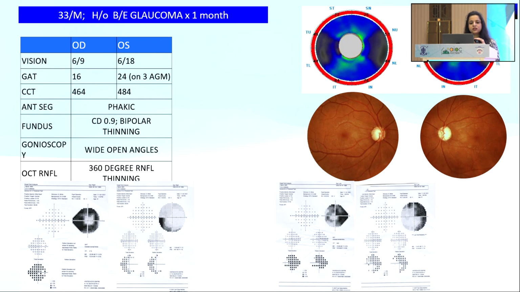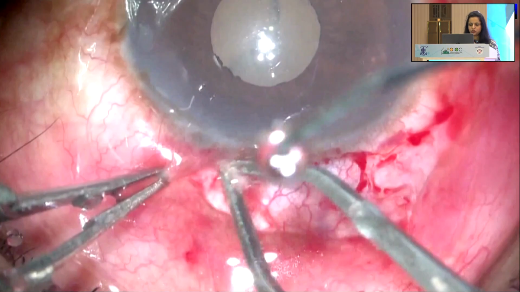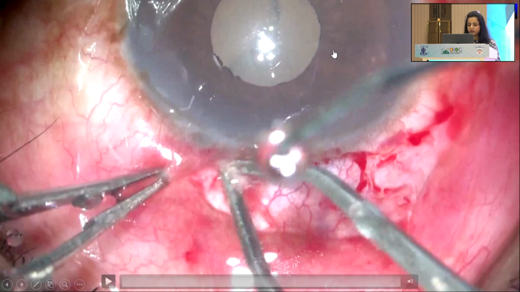He was a 32-year-old male with advanced glaucoma in both eyes. For the last 1 month, he was on maximum medical therapy. With the advanced glaucoma, on field and OCT, he had defects also. So considering his age, I planned him for a trabeculectomy. Initially his trab was performed.